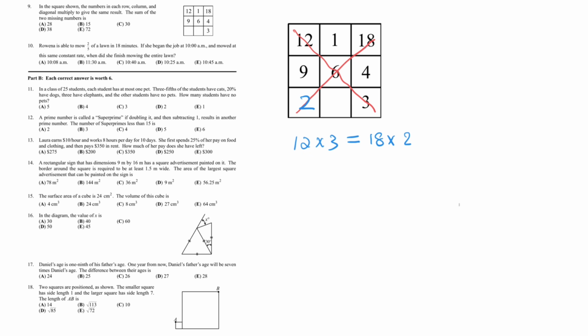Now we do the middle row and the middle column. The product is the same. So 4 times 9, that's 36, equals 1 times 36. Therefore, here is 36. The two missing numbers are 2 and 36. The sum is 38. Therefore, the answer of number 9 is D.